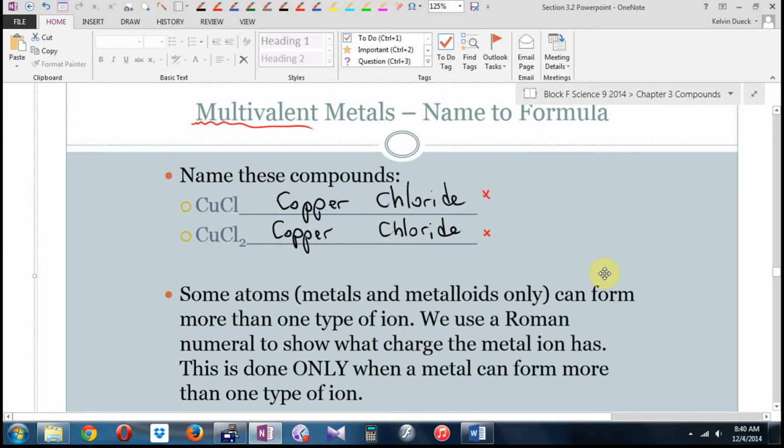So you ready? If I was actually naming this, in the middle here, I would have to put a Roman numeral showing you what charge it must have been for this to be stable. Can anybody, by uncrisscrossing, figure out what charge copper must have if we need 2 chlorides?